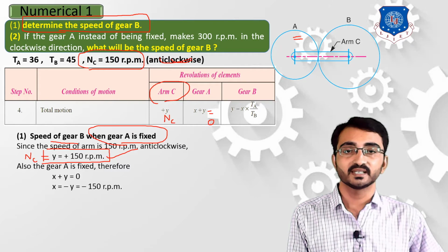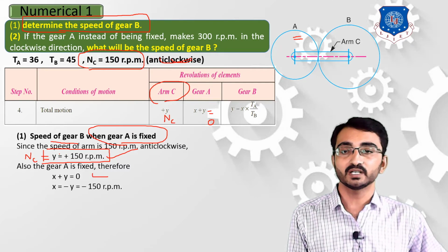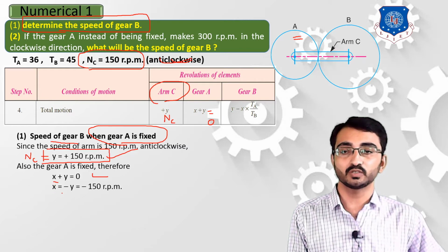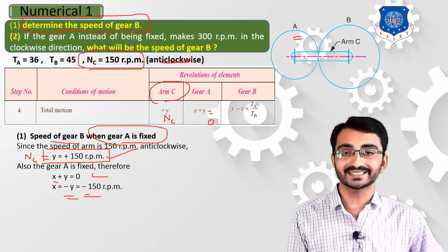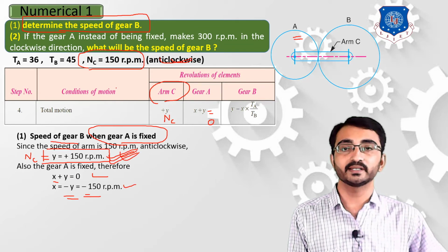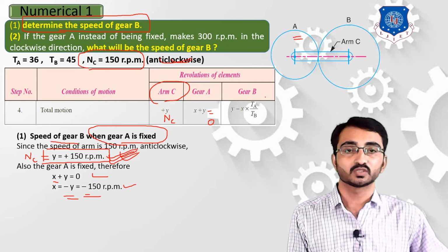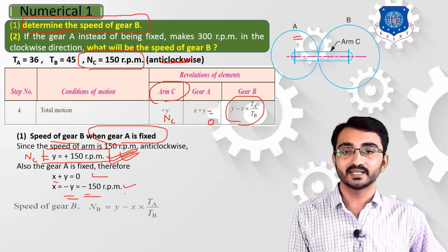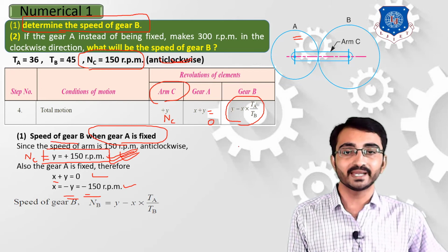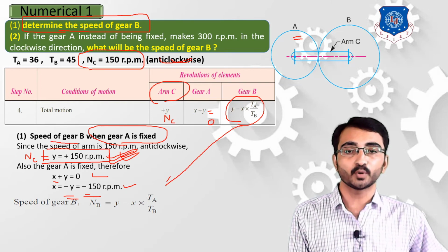So putting x plus y equal to 0 in our final equation condition, we have achieved that y is equal to 150. So we can say x is equal to minus y, and that is equal to minus 150. So we have two values, for x and y. Now using these two values we have to calculate the speed of gear B. So the speed of gear B, NB, is equal to y minus x TA upon TB.